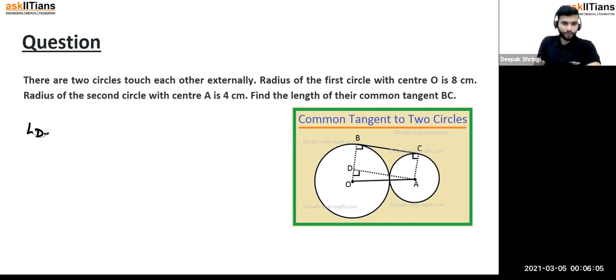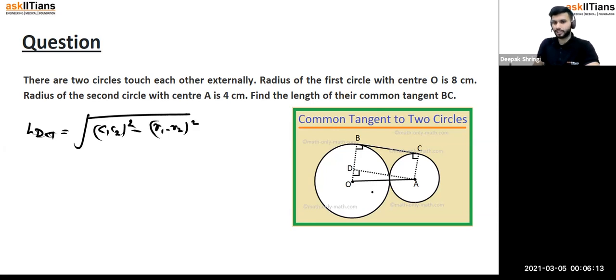So I just told the formula for DCT, right? What is the formula for DCT? It was the square root of C1C2 whole square minus (R1 minus R2) whole square, right? अब ये दो सर्कल्स टच कर रहे हैं, so what is OA? OA is C1C2, and that is 8 plus 4, which is 12. Okay, so C1C2 is 12.